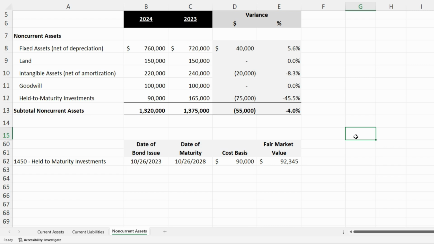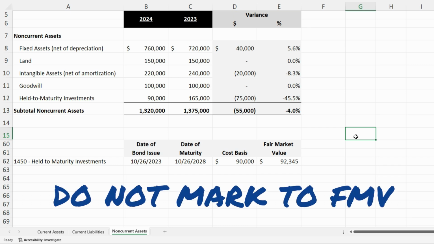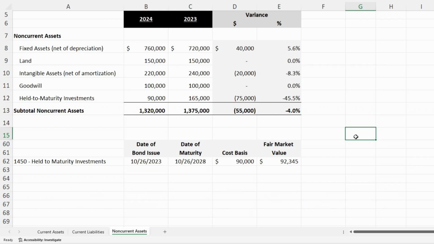And because you're holding these investments to the bitter end, GAAP is saying do not mark them to fair market value like you do for available for sale or trading securities. You're going to hold them until you receive the full principal back. So why mark them to fair market value? Just collect your interest, collect your cash once it matures, and that's it. So in this situation, held to maturity, we're leaving it on our balance sheet at cost basis.